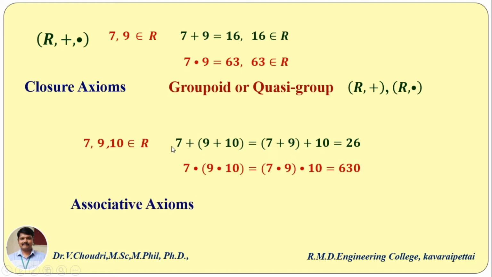Here I am taking 7 plus 9 plus 10, which equals 26 either way, and 7 into 9 into 10, which equals 630 either way. Both answers belong to the same real numbers. If any set satisfies the closure axiom and the associative axiom, then it is called a semigroup. Here R is a semigroup under plus and R is a semigroup under dot.